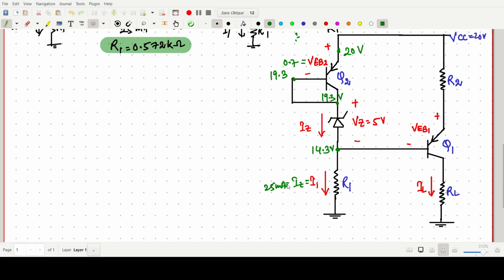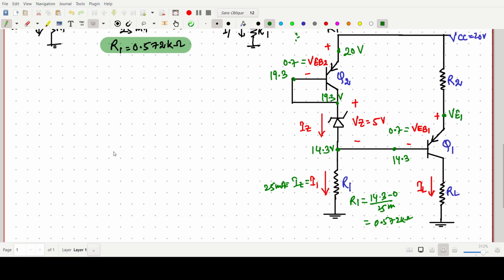25 milliampere. So R1, the value of R1 we have calculated: 14.3 minus 0 by 25 milli. So it is 0.572 kilo. Okay, very clear. Yes or no? Now we have to find out the value of this one. So this value we know 14.3 and this drop is also 0.7. So what is the value of this one? This value is what?